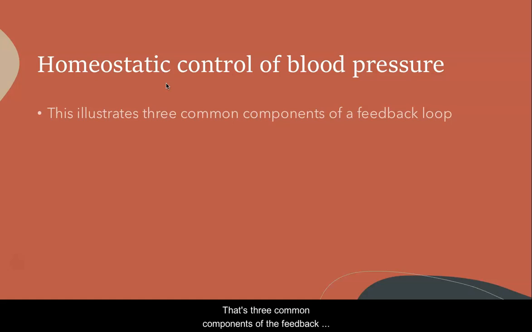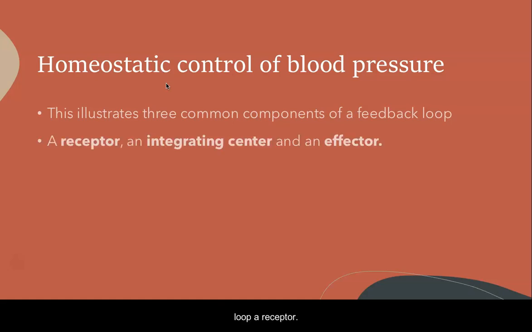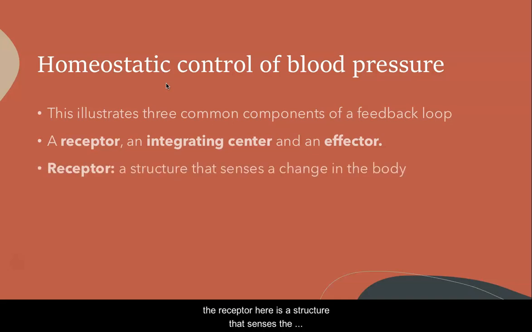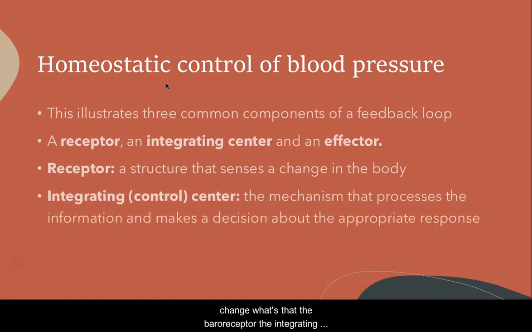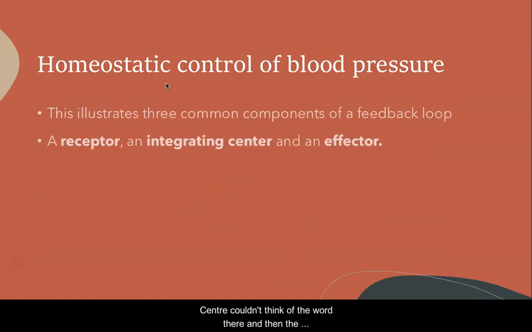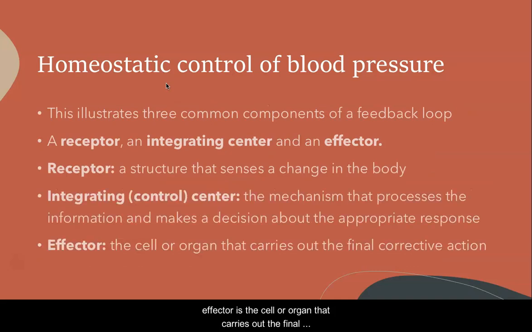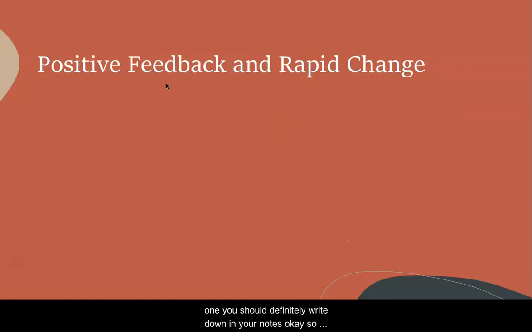There are three common components of the feedback loop: a receptor, an integrating center, and an effector. The receptor is a structure that senses the change. What's that here? The baroreceptor. The integrating control center is the mechanism that processes the information and makes a decision. That is the cardiac center. And then the effector is the cell or organ that carries out the final corrective action. That is the heart. So that's a very good example, and one you should definitely write down in your notes.